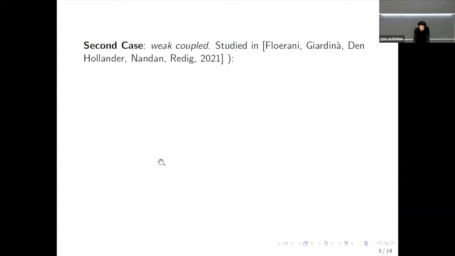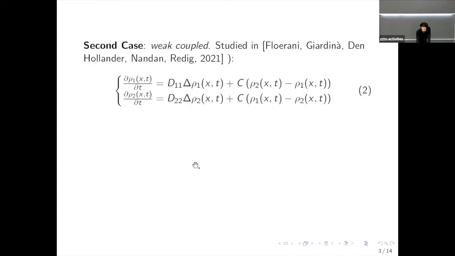The second case, which has been studied by Floreani, Giardinà, den Hollander, Nandan, and Redig in 2021, is called the weakly coupled case. Here we have two diffusivity equations that are coupled in a zero derivative term. That means that the coupling is in a so-called reaction term, and let us notice that this reaction term is conservative in mass.